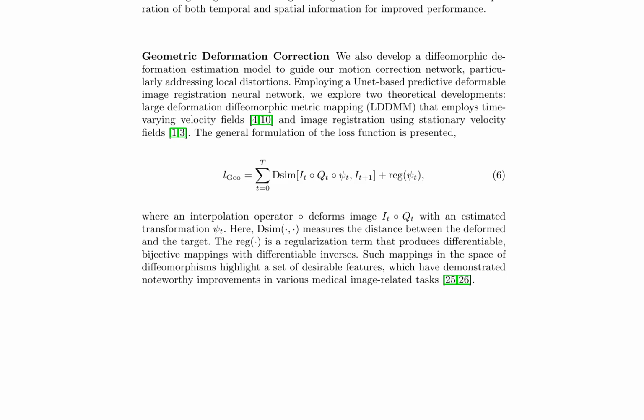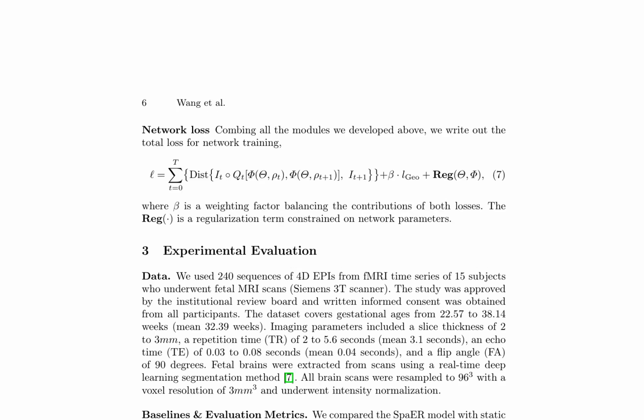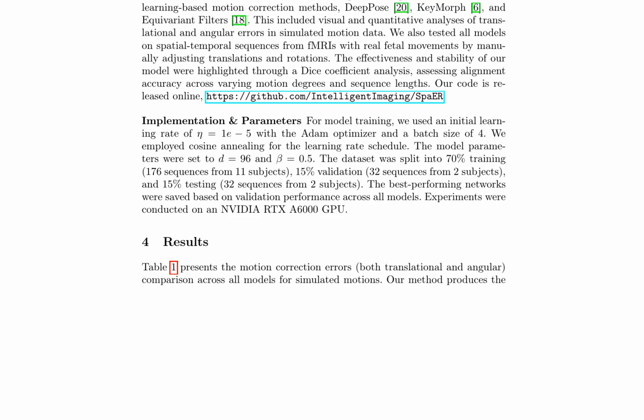The framework's performance is evaluated on a dataset of 240 sequences from 15 subjects, comparing favorably with static learning-based motion correction methods. The results, presented in Table 1, show SpaER's superiority in motion correction errors for both translational and angular measures. The effectiveness and stability of SpaER are highlighted through a dice coefficient analysis, assessing alignment accuracy across varying motion degrees and sequence lengths.